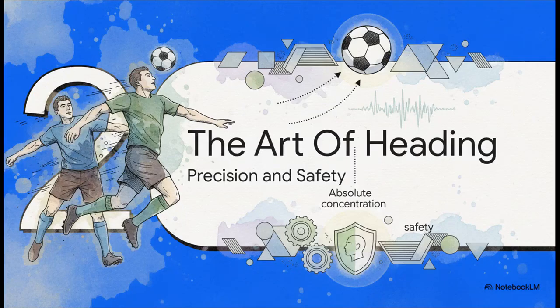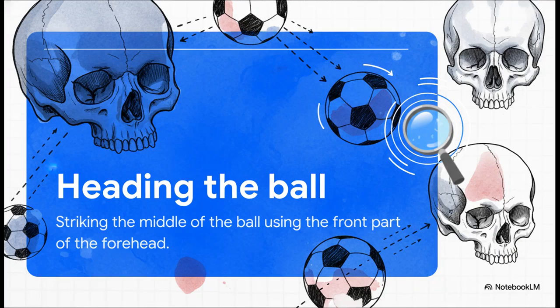Moving right along to Section 2, the art of heading, precision and safety. Okay, let's start with a crystal clear definition here. Heading the ball is a really deliberate technique where a player strikes the dead center of the ball using specifically the front part of their forehead. And guys, that microscopic detail is literally everything. You aren't using the top of your head, the side, or your face. You're using the thickest, flattest bone of the forehead to make contact right in the middle of the ball's mass.